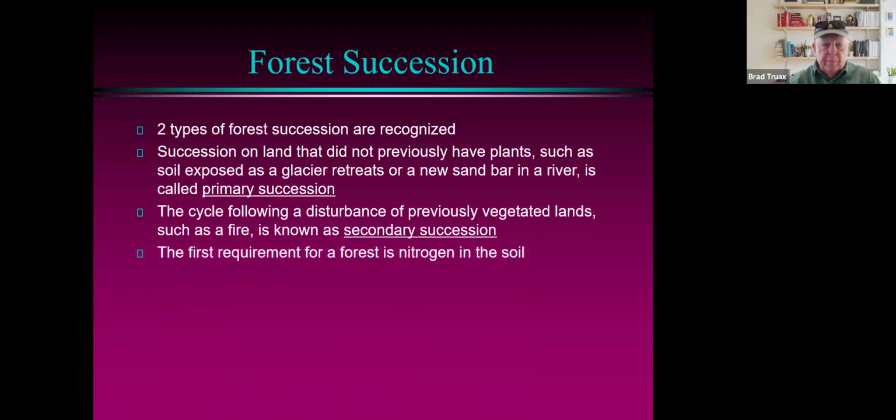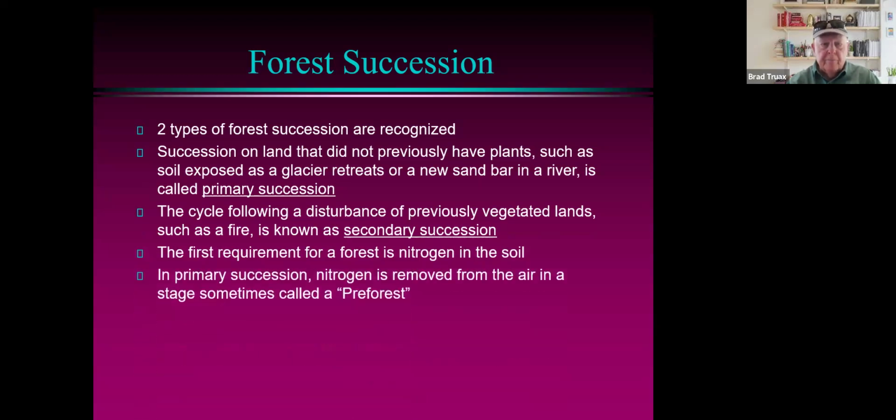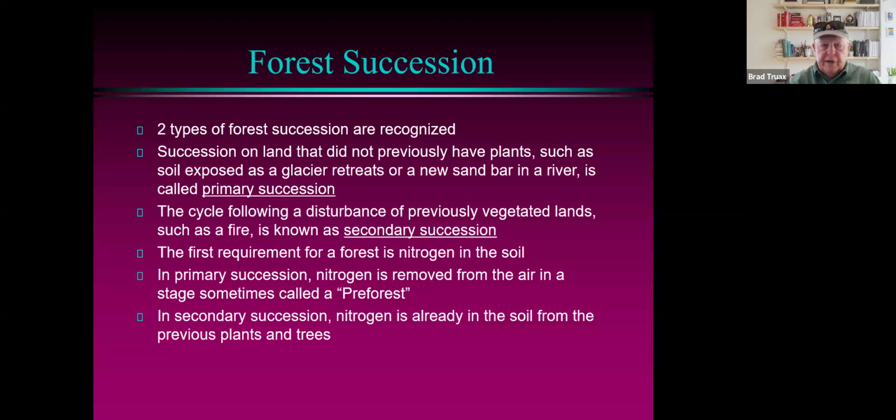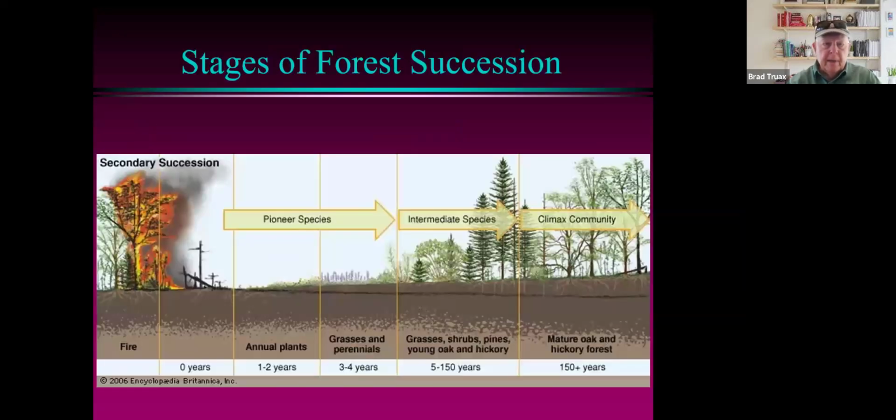And the first requirement for a forest is having nitrogen in the soil. And in primary succession, nitrogen is actually removed from the air in a stage called a pre-forest. In secondary succession, the nitrogen is already in the soil from the previous plants and trees that have decayed there.